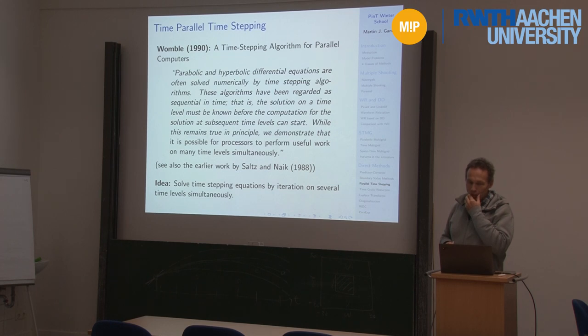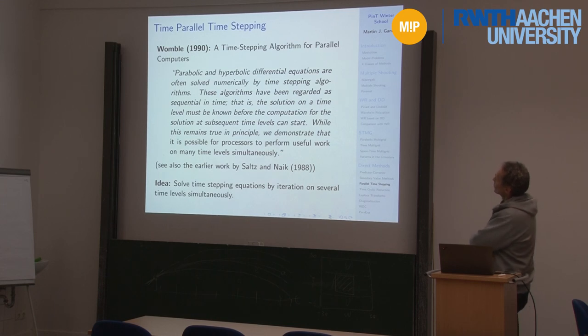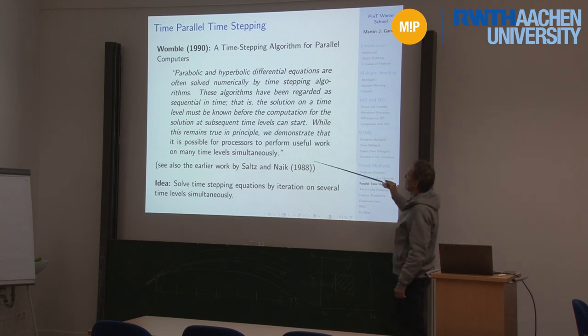Then there is Womble. Womble is one of the first who showed speedup for time parallelization. So this is a real achievement. And what he says is: parabolic and hyperbolic differential equations are often solved numerically by time stepping algorithms. These algorithms have been regarded as sequential in time. That is, the solution on a time level must be known before the computation for the next time level can start. While this remains true in principle, we demonstrate that it is possible for processors to perform useful work on many time levels simultaneously. It was earlier work by Saltz and Naik.